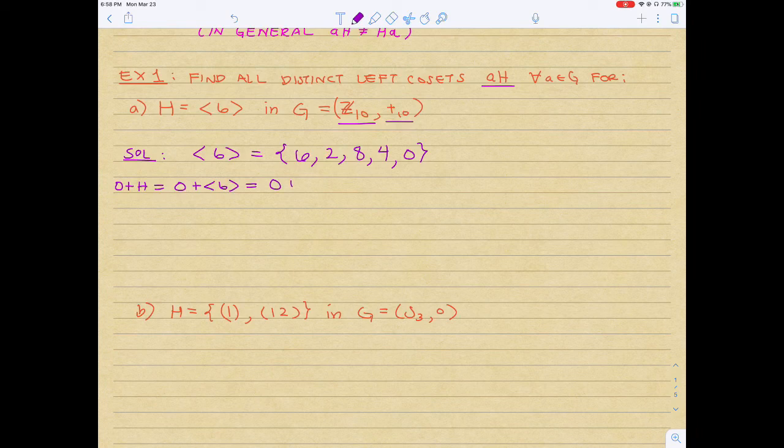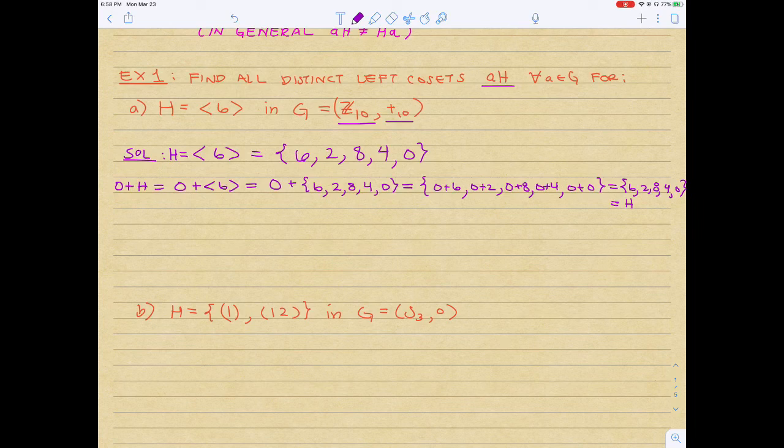0 plus {6, 2, 8, 4, 0}, which is equal to 0 plus 6, 0 plus 2, 0 plus 8, 0 plus 4, and 0 plus 0. Well, that's just going to give us 6, 2, 8, 4, and 0. So we notice we get back H here, right? We just get back H, which is the cyclic subgroup generated by 6, okay?